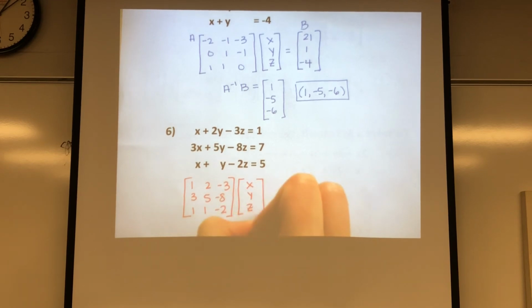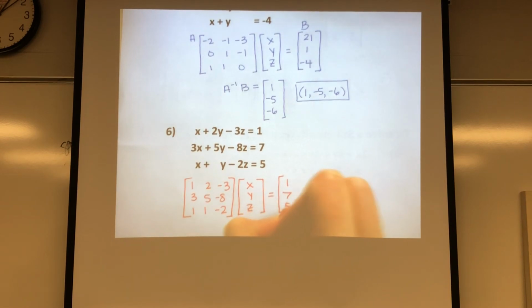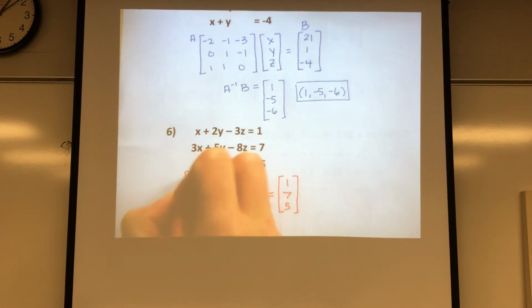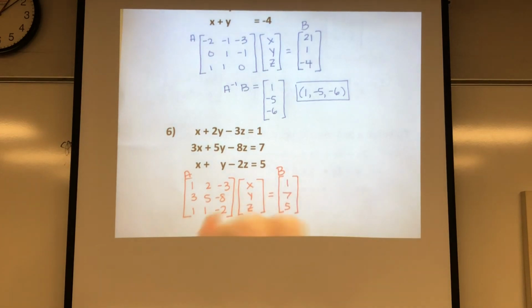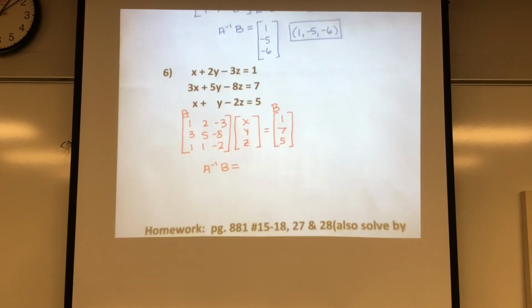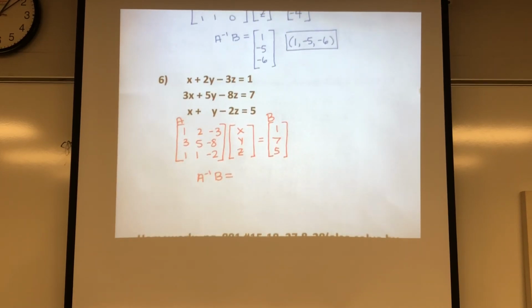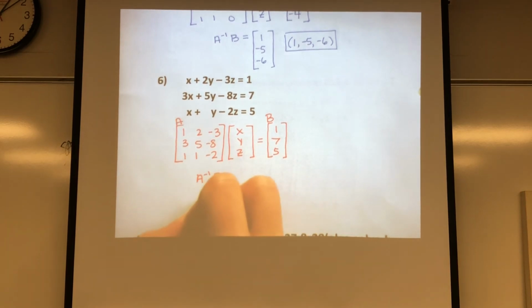Times our variable matrix, and it's equal to our constant matrix. Our first one is matrix A, our last one is matrix B, and we're going to use the equation A inverse B to find out our intersection point. Now when you put that in your calculator and you type A inverse B, your calculator will say something to the effect of error singular matrix.